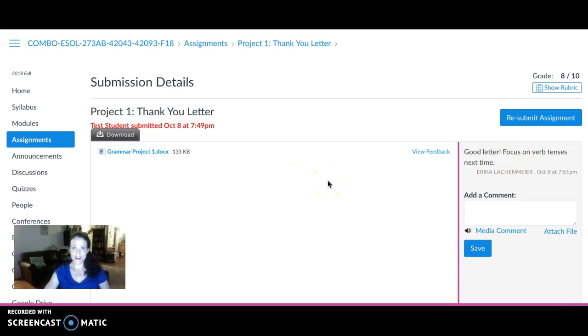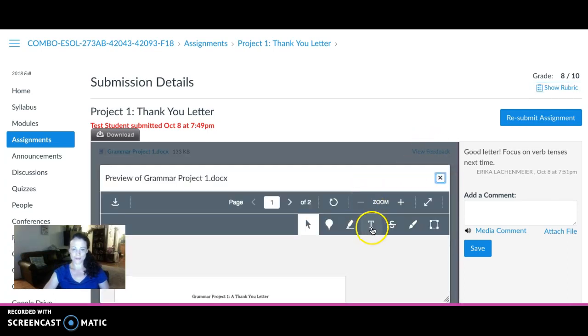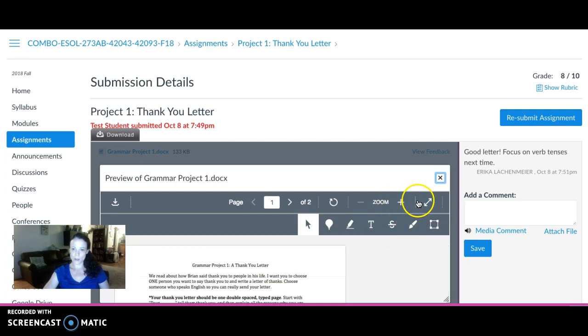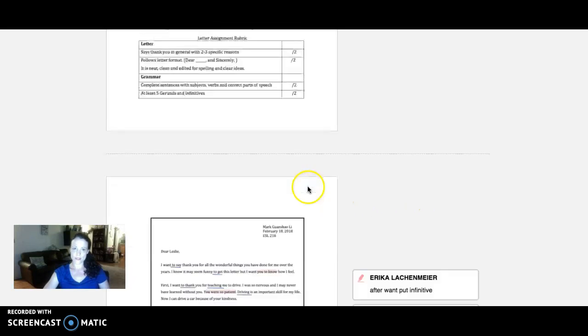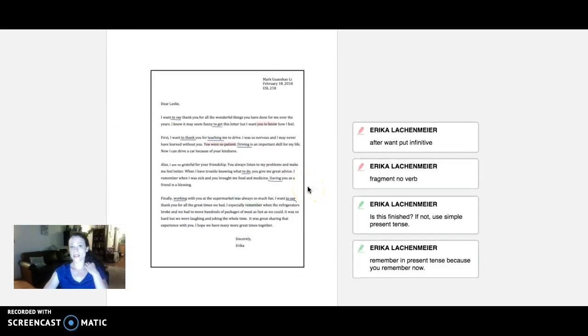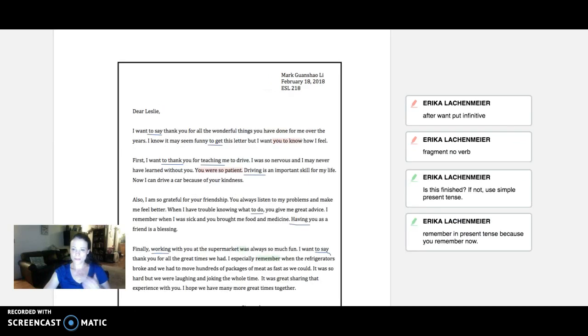Now, do you remember, how can I open my line-by-line feedback for my thank you letter? Did you say view feedback? You got it. So I'm going to view feedback. I'm going to pop it open a little bit bigger here. And here is the paper that I submitted. See if I can make it a little bigger. This is small. There we go.